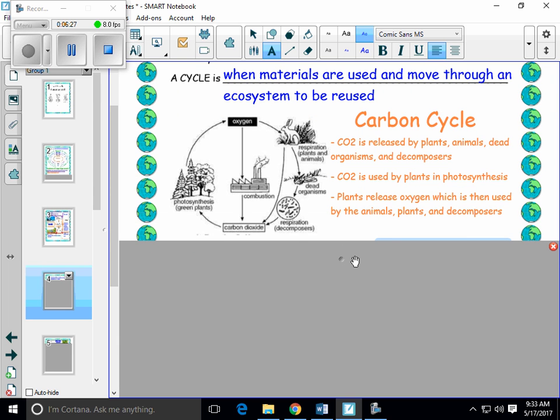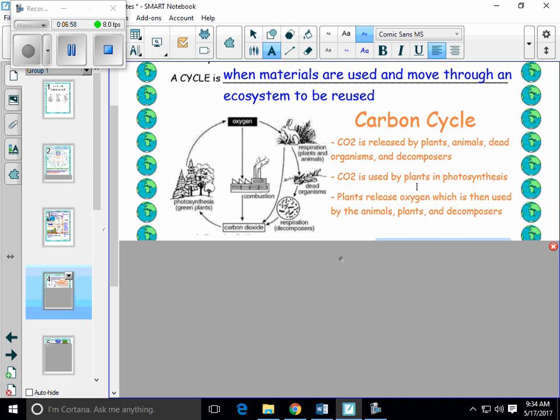I have a picture of the carbon cycle here. If we look over on the right part of the diagram, I've got a rabbit, I've got some dead things, and then I have some bacteria. In my list of bullets, what I'm saying is that all of those things release carbon. They release it in the form of carbon dioxide. So carbon dioxide is released by plants, animals, dead organisms, and decomposers.